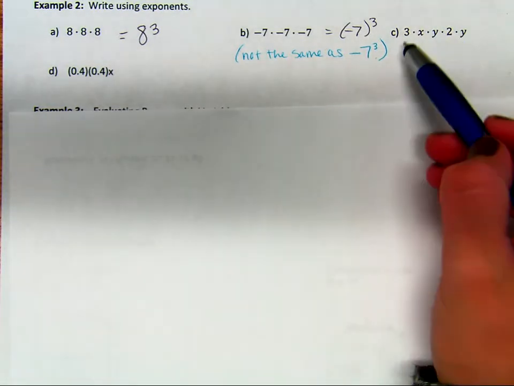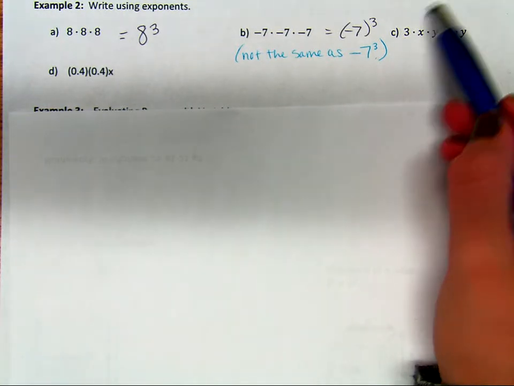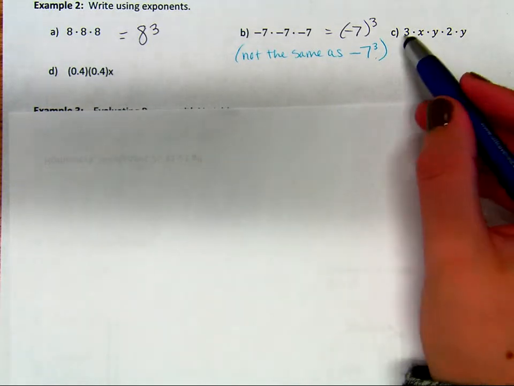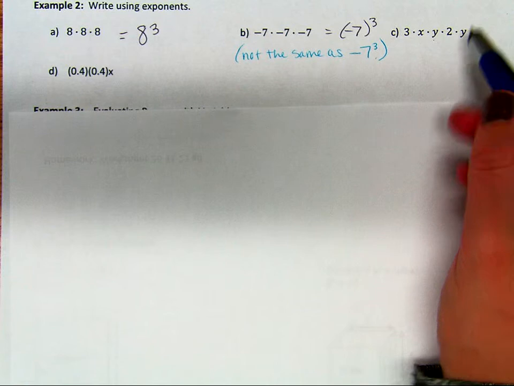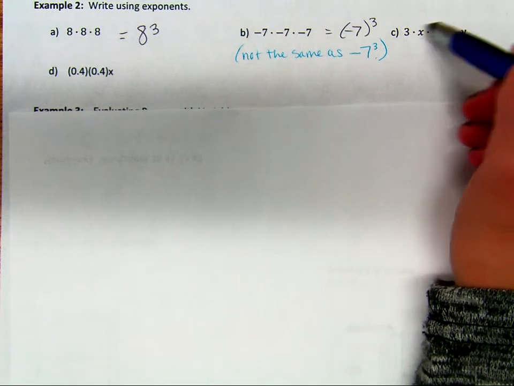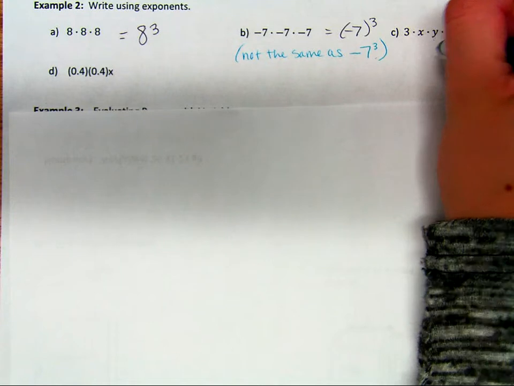Okay, I'm going to do part C now. So I want to write this using exponents. Well, I've got a variety of terms here. I've got 3 times x times y times 2 times y. So I'm going to first multiply the numbers together, because I know 3 times 2 is just 6. Actually, you know what? I'm going to rearrange these first.